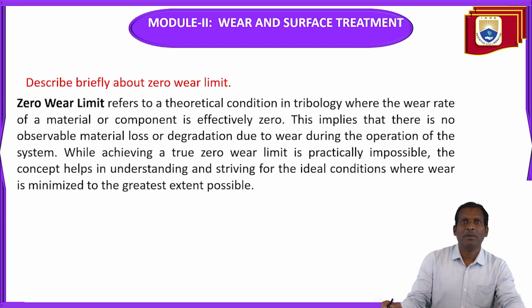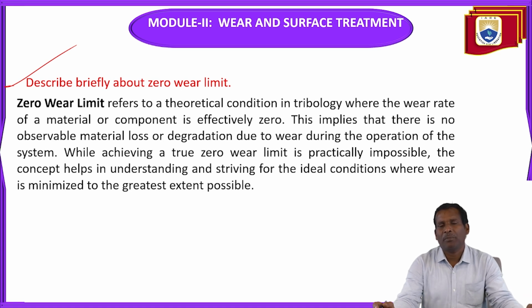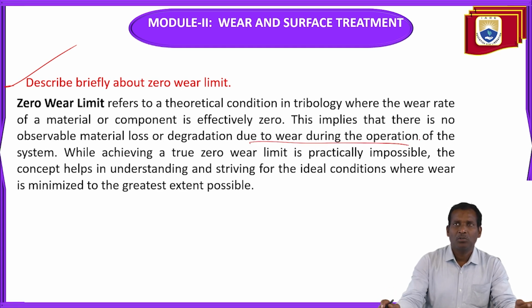Next one is, describe briefly about zero wear limit. So, what is this zero wear limit? It refers to a theoretical condition in tribology where the wear rate of a material or component is effectively zero. This implies that there is no observable material loss or degradation due to wear during the operation of the system.